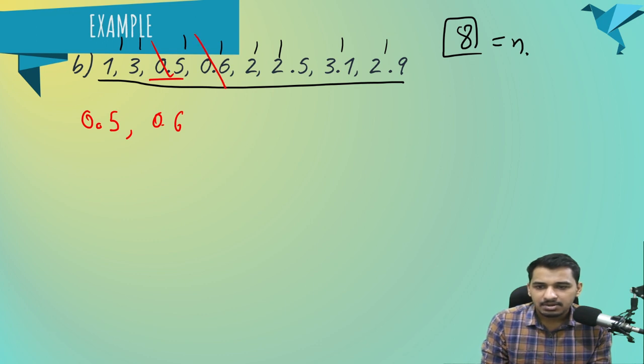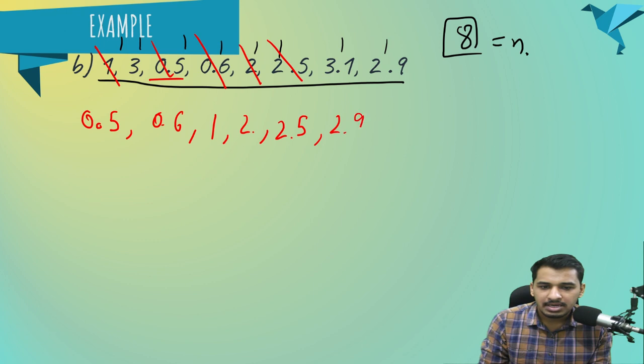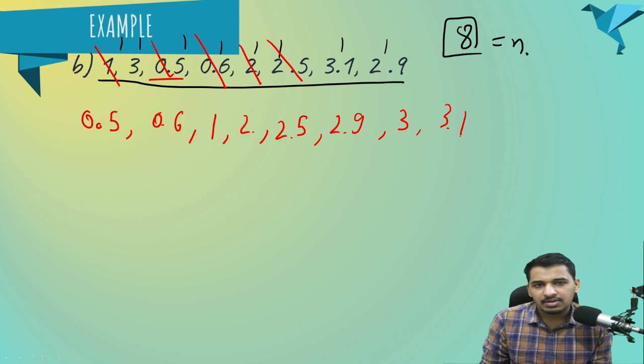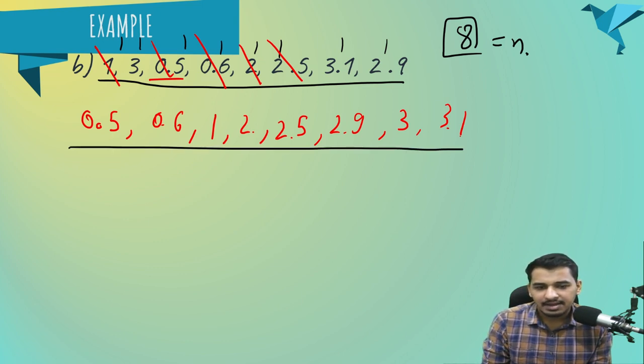Okay, then let me look at it. Then I think 1 is the smallest value out here. After 1, the smallest value is 2. Okay, then I think 2.5 would be there. Then 2.9, then 3 and 3.1. I hope you have understood what I have done. I have just arranged the values in ascending order.